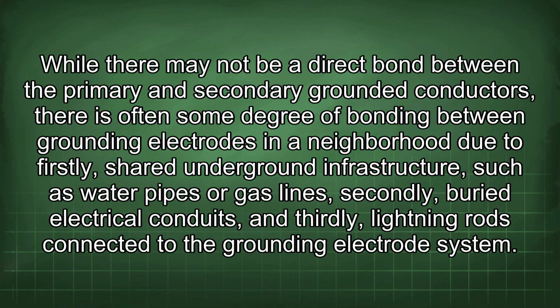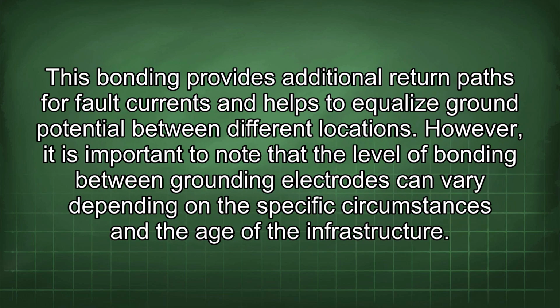While there may not be a direct bond between the primary and secondary grounded conductors, there is often some degree of bonding between grounding electrodes in a neighborhood due to, firstly, shared underground infrastructure such as water pipes or gas lines, secondly, buried electrical conduits, and thirdly, lightning rods connected to the grounding electrode system. This bonding provides additional return paths for fault currents and helps to equalize ground potential between different locations.